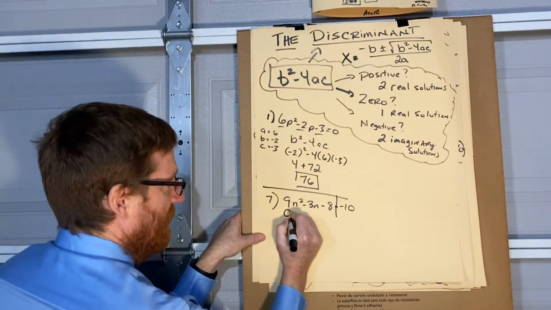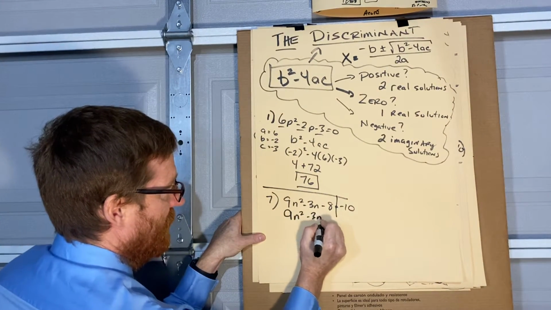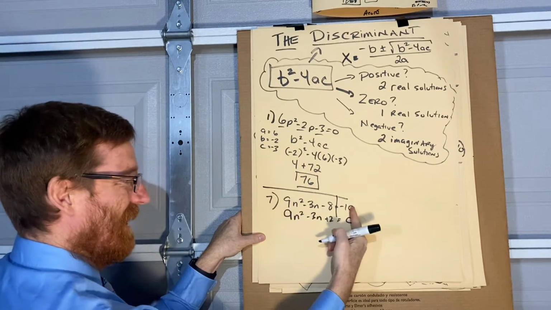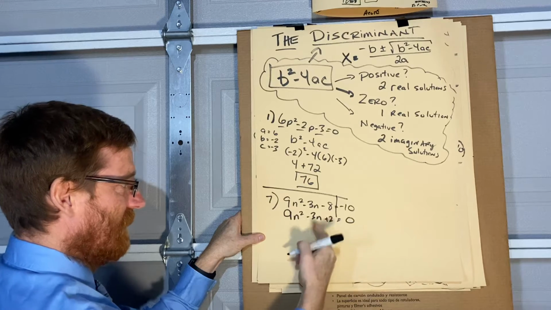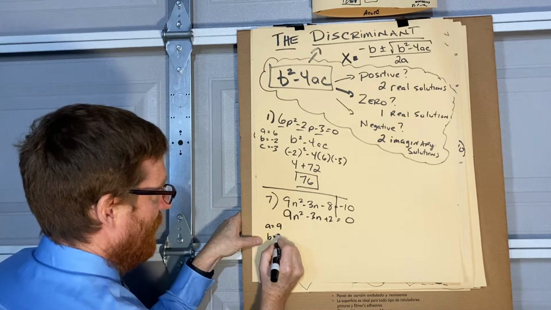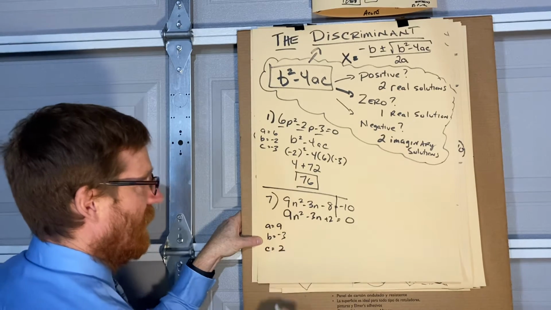So it looks like this: 9n squared minus 3n. If I add 10 to both sides, I get a positive 2 over here. 10 plus negative 8, or 10 minus 8, is 2. So my A value is 9, my B value is negative 3, and my C value is 2.